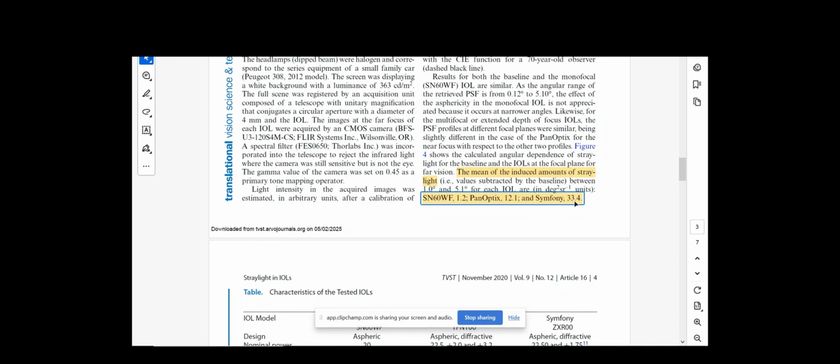That is, when light passed through the Symphony lens, because of the light getting scattered by the diffractive lens, the stray light was more with the Symphony, less with the Panoptix, and lesser with the monofocal lens. That's not surprising. A monofocal lens will always have less stray light. But Panoptix had some amount of stray light which could be reduced to increase the contrast of the patient, right?